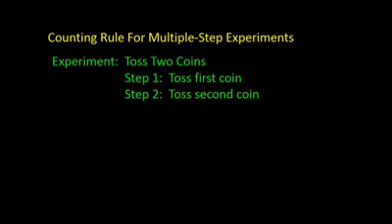The first counting rule applies to multiple-step experiments. Let's say we toss 2 coins. In this multi-step experiment, the first step would be the toss of the first coin. The second step is the toss of the second coin. So we toss 2 coins, and each one of the coins has 2 possible outcomes, either a head or a tail. Let's use the letter H to refer to a head and the letter T to refer to a tail.